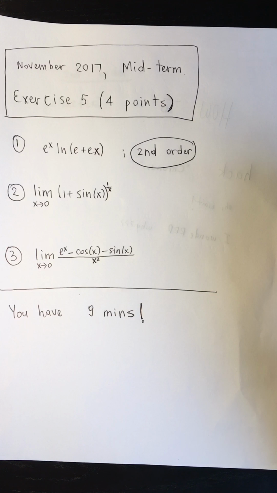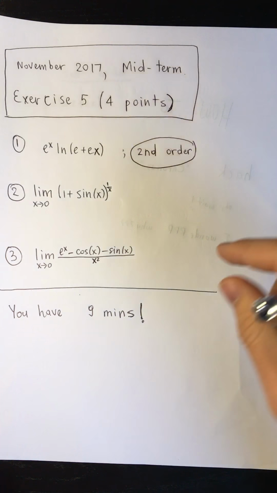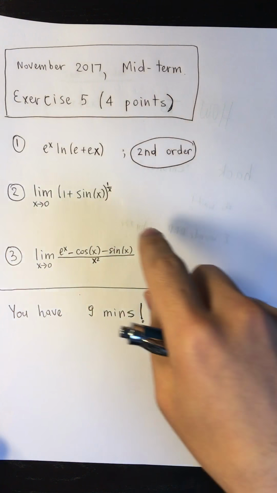Hey, a friend of mine asked me this question. The question is based on Taylor expansions, and it is from November 2017. It was a midterm in EPITA, exercise 5, worth 4 points. The first question is this, the second question is this, the third question is this.